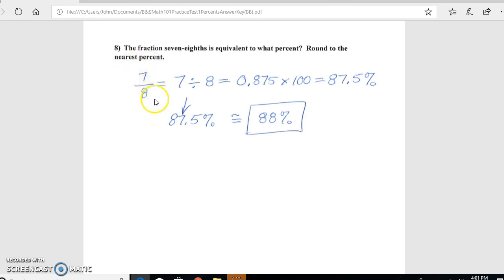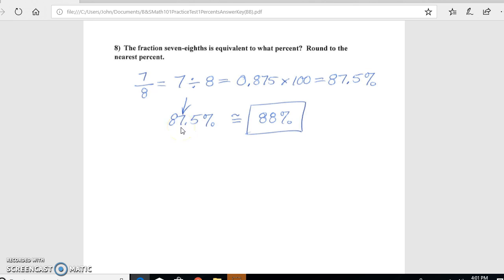You have a fraction, 7/8, and a fraction is always the top number 7 divided by the bottom 8, and that gives you a decimal number on the calculator, 0.875. And when you're changing a decimal number to a percent, you multiply by 100 and you have 87.5%.